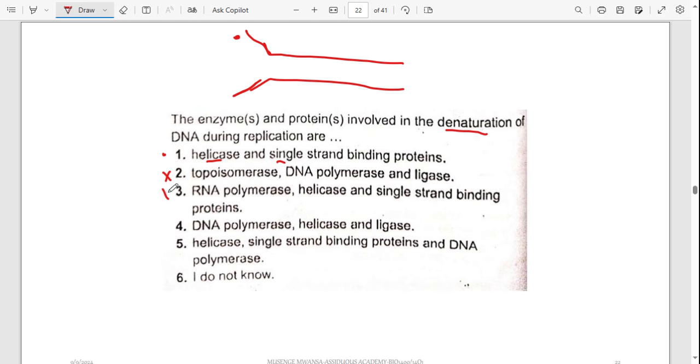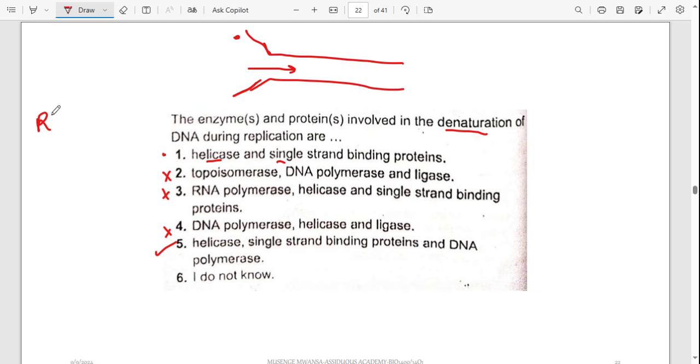RNA polymerase, not in denaturation. DNA polymerase, not in denaturation. Helicase, single-stranded binding protein, and DNA polymerase. This is true. DNA polymerase is going to be going forward on the separated strand, and that new strand that is forming is actually also preventing the coming together, because as this guy is moving, it's actually also getting to help in that process. Okay, so anyway, let me just remove DNA polymerase.